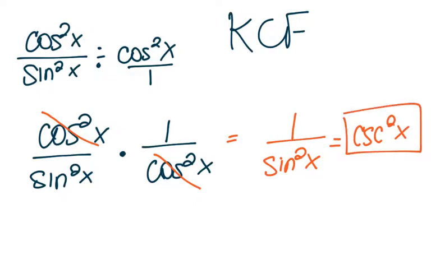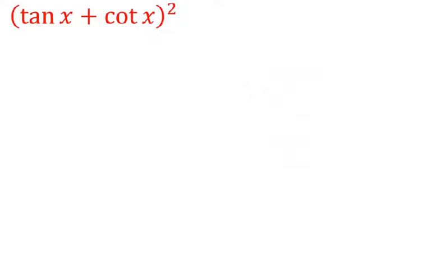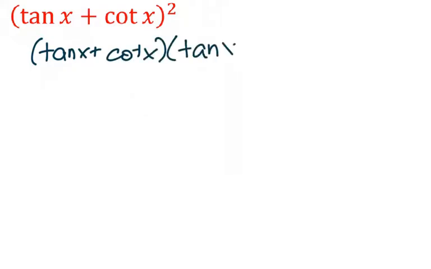Next problem. Now, I tried this problem a couple of different ways, and I found the best way to work this out is to first expand it. We're going to rewrite it as tan x plus cotangent x. We're going to write that out twice, and once we do that, we can distribute, which some teachers say to FOIL. You multiply the first, outer, inner, and last.